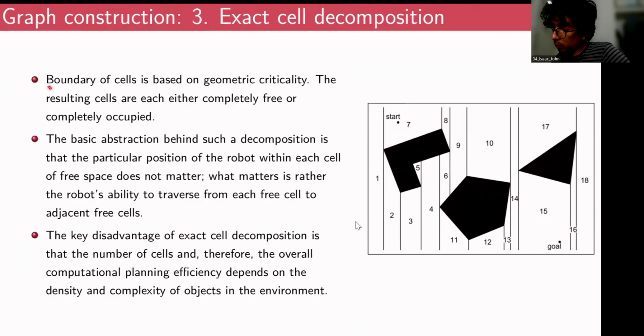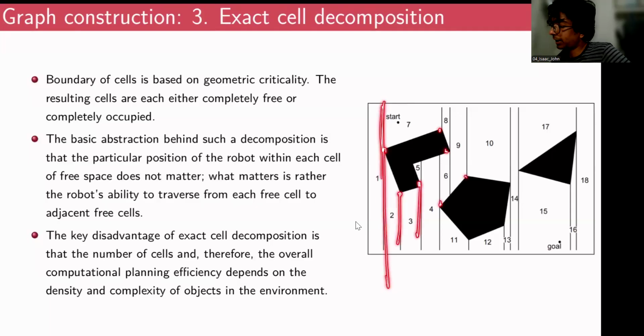So here, the boundary of the cells is based on geometric criticality. How you discretize or split your map depends on the nature of the geometry of these obstacles or the objects within the map. The resulting cells are either completely free or completely occupied, right? So depending on the vertices that you have, based on the geometric criticality, you can divide the map like so.